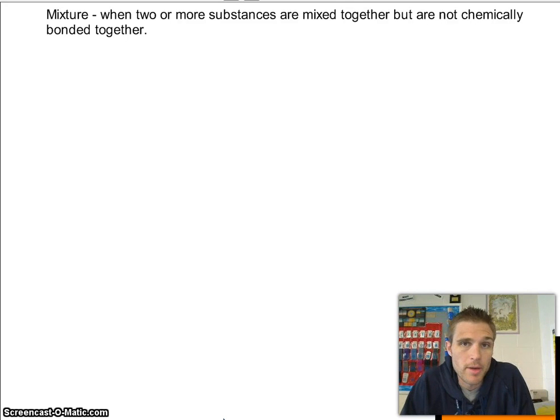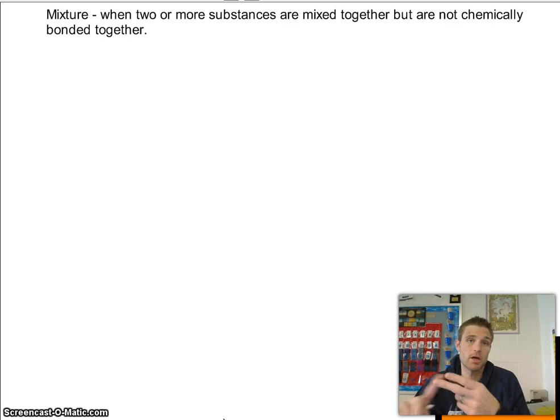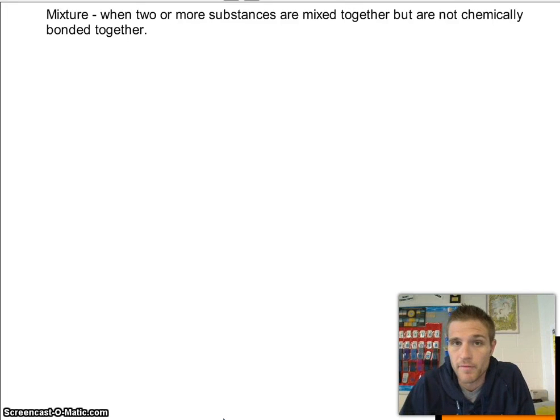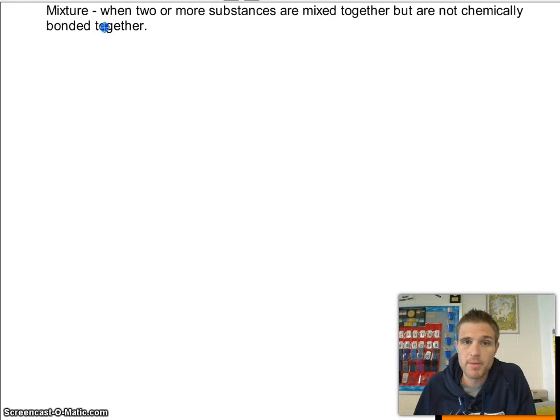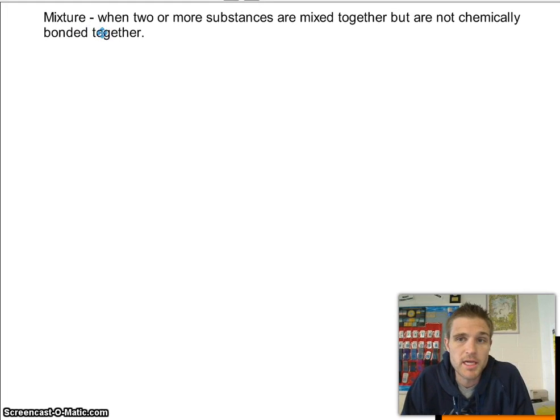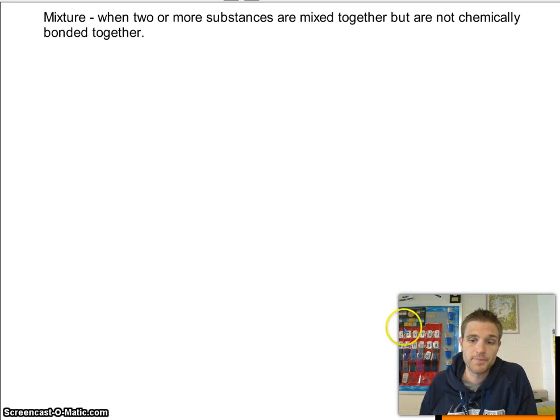Today we're going to be talking about mixtures, and specifically solutions, colloids, and suspensions, and the difference that they have. If we notice right now, we can see that a mixture is when two or more substances are mixed together but are not chemically bonded. Usually we call this a physical interaction or a physical combination.